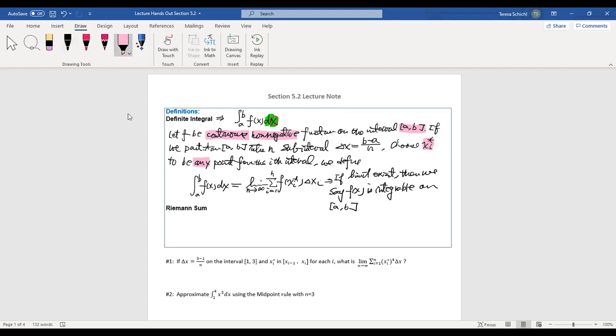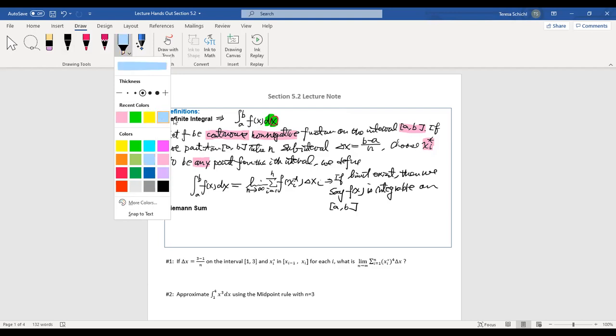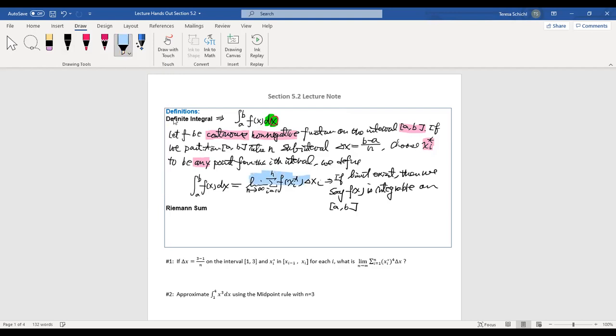You remember from our first video, what is this thing we highlighted? This is the area under the curve, under f of x. So if this limit exists, then we say f of x is integrable, meaning you can integrate it over a, b. Basically, we are trying to find the area under this function f of x.